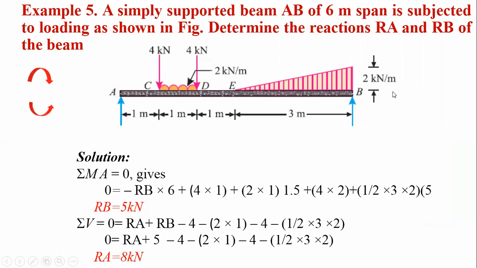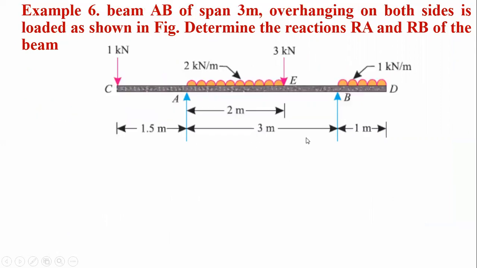Now let us proceed to the next beam. The sign conventions are same for all the beams. Clockwise moment positive, anti-clockwise moment negative. This one is the overhang beam.